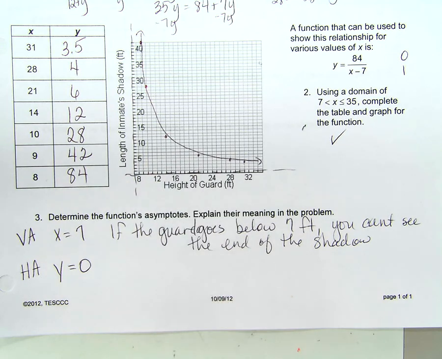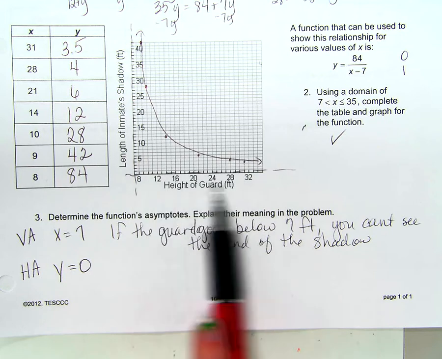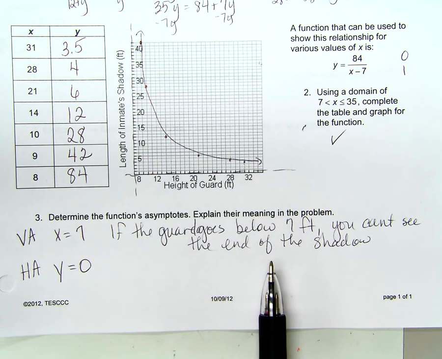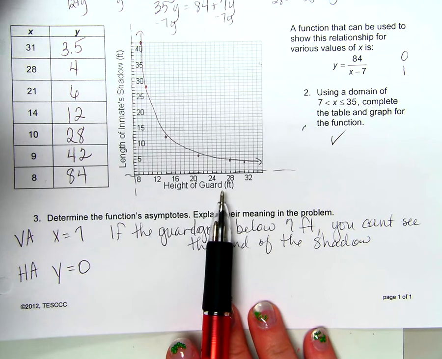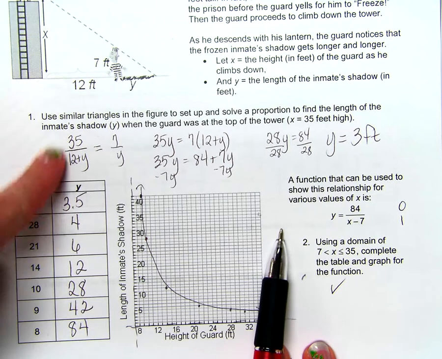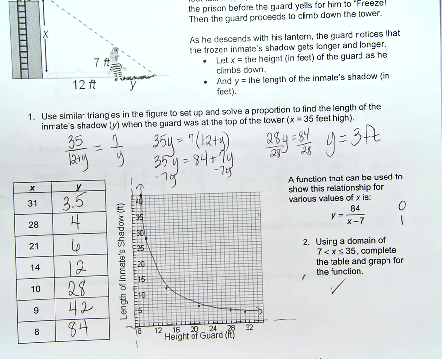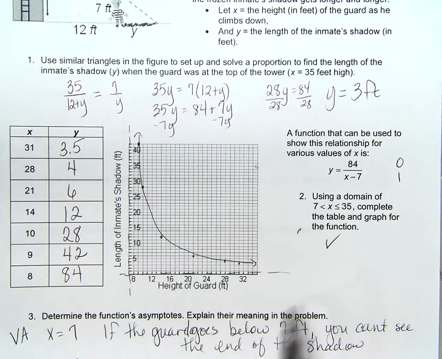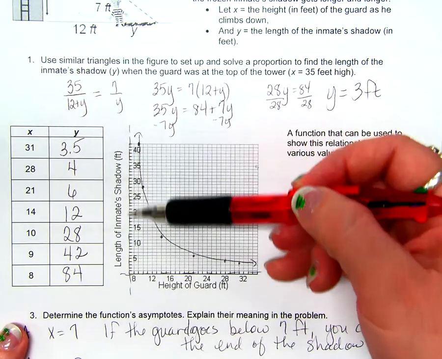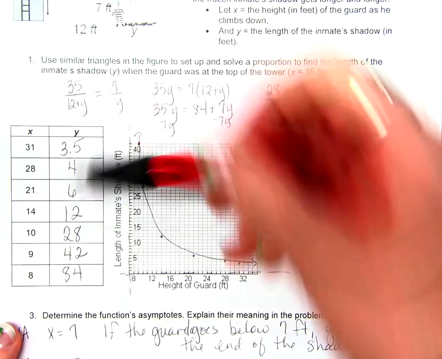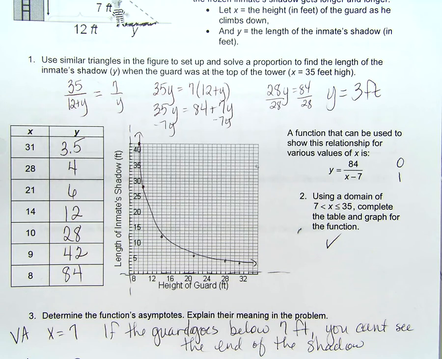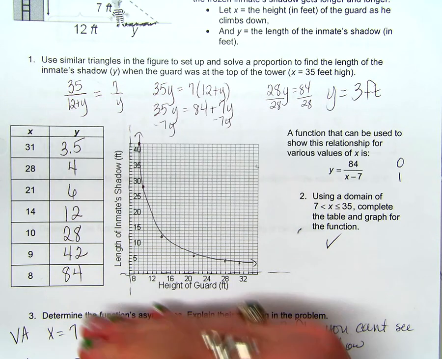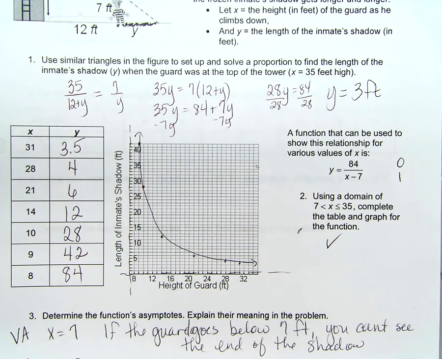But you're switching things up. It's the x value that's the height of the guard. That's when he's up high, right? And you're saying we can't go below ground. Well, I agree with that unless there's a trapdoor. And then he can, right? Except what we're saying is that the length of the inmate's shadow can't get to 0. That's what we're saying, there's an asymptote there. That's what that means. Why can the length of the inmate's shadow not get to 0?